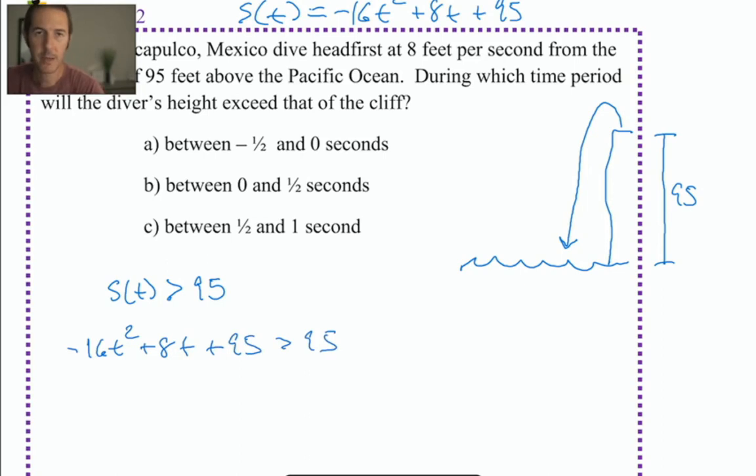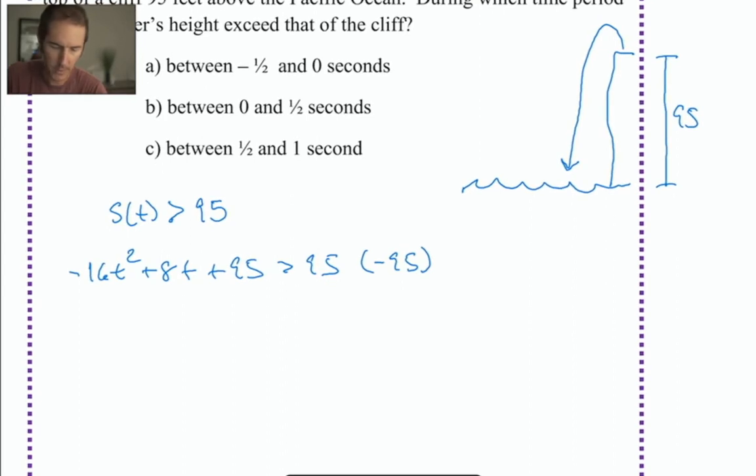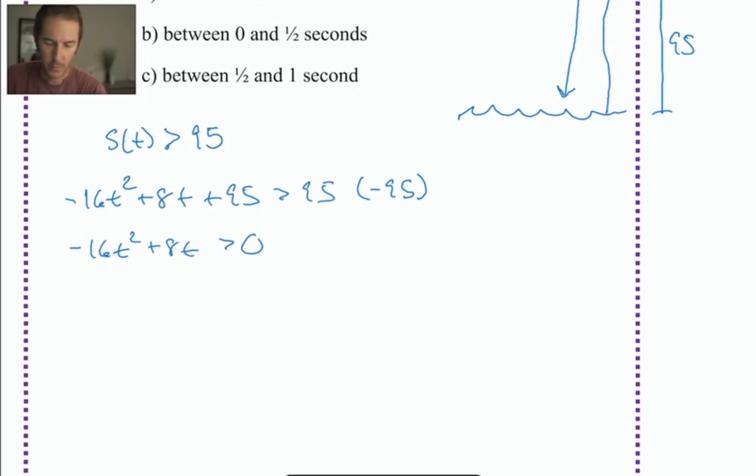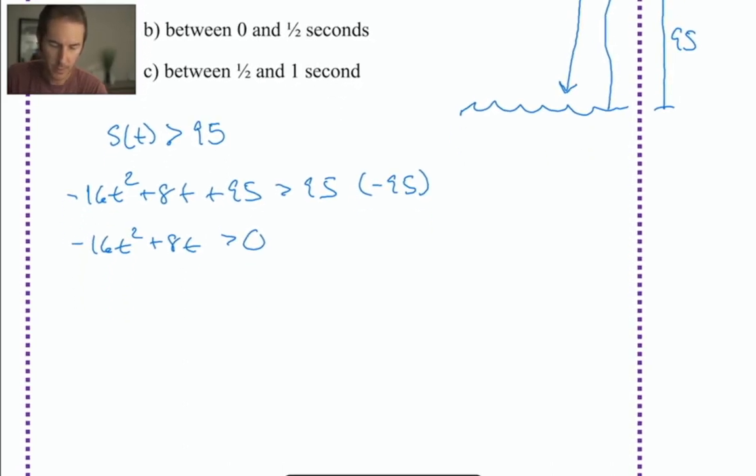Now, interesting that we've got a 95 on the left side and on the right-hand side of this inequality, so I'm going to zero out the right-hand side by subtracting 95 from both sides of my statement. So I'll put a little note here. That's what I'm doing to both sides of my inequality, subtracting 95, and we end up with negative 16t squared plus 8t is greater than 0. And then we go through the regular motions. We need to set this thing equal to 0.